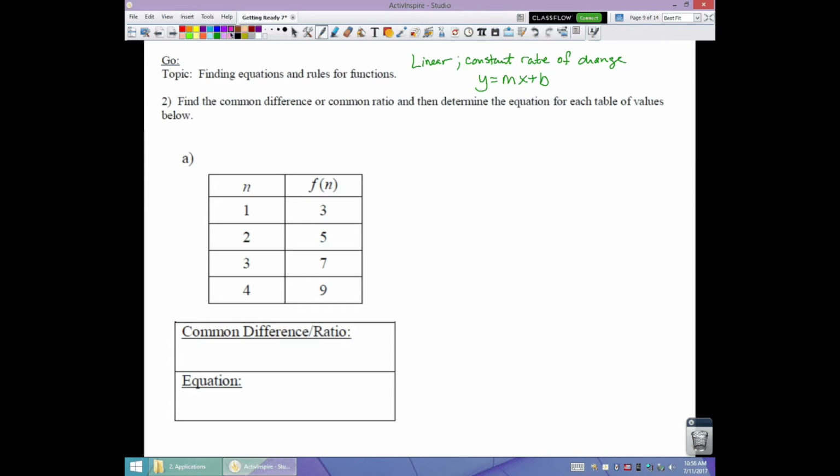And the other type of function you'll see is exponential, which is a common ratio or a multiplier, and take the form y equals a times b to the x.